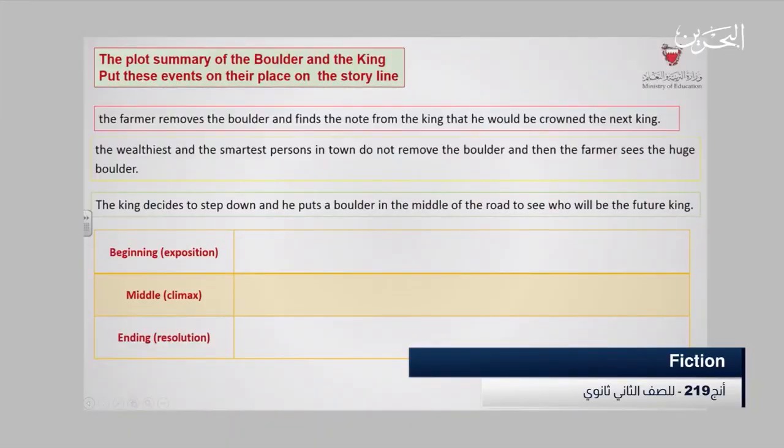Okay, now what I want you to do here is, since we are talking about the plot, reorder the events that are mentioned here according to the timeline. I'll give you 2 minutes to do that. Read them and reorder them.